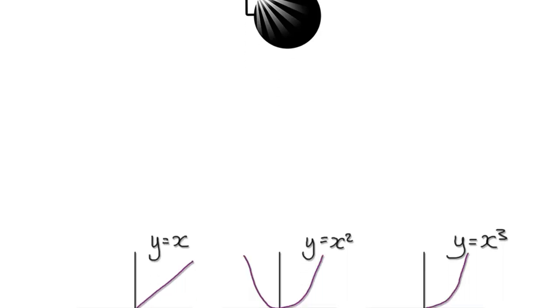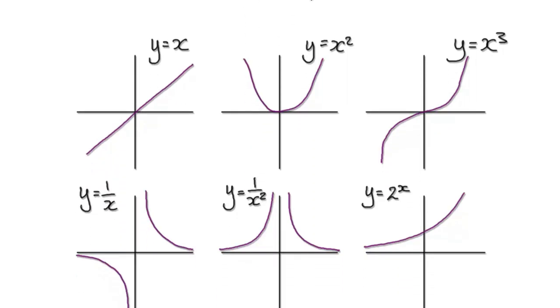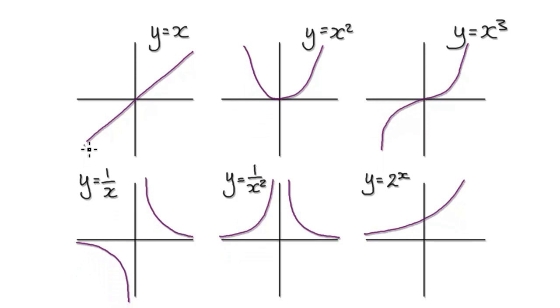Okay, let's give you guys some practice. So you know that y equals x, the graph will look like this. And you know that y equals x squared, the graph will look like this. Y equals x to the power of 3 will look like this. Well, y equals 1 over x will look like this. Y equals 1 over x squared will look like this. And 2 to the power of x will look like this. I'm expecting you to know all these graphs.